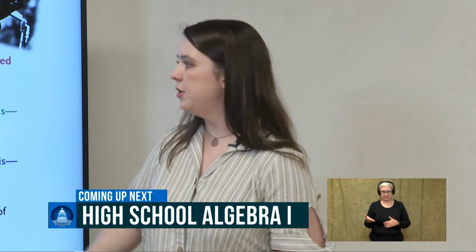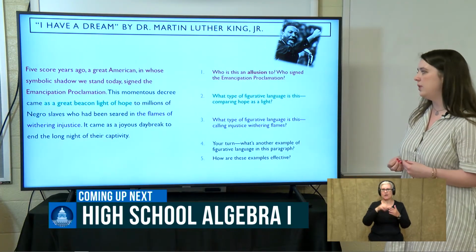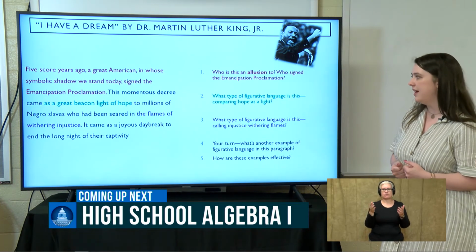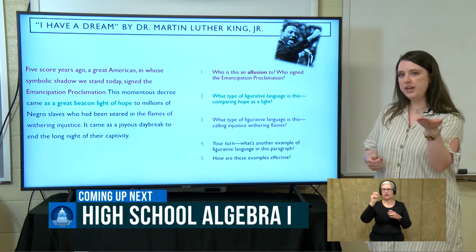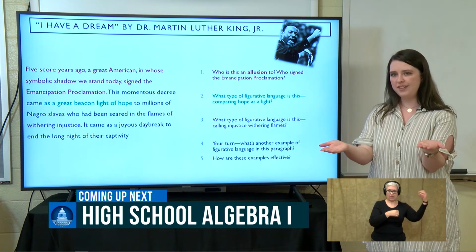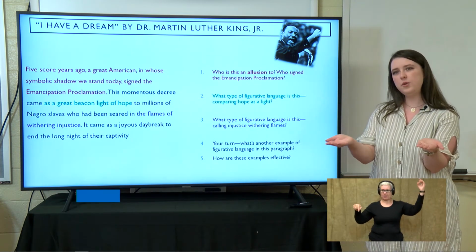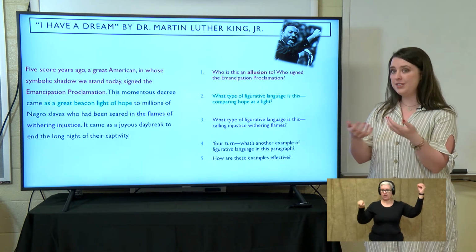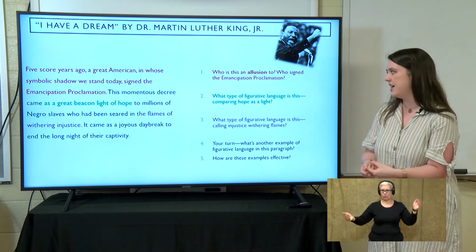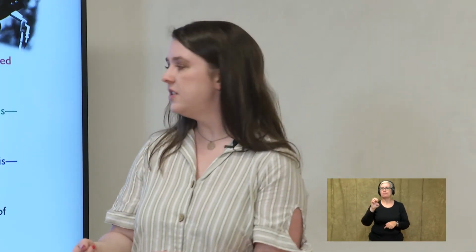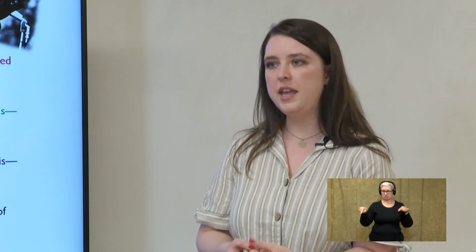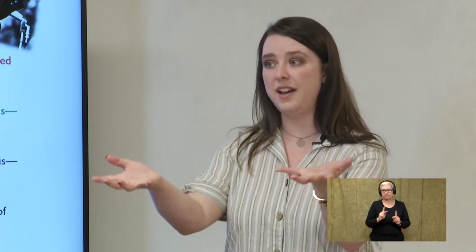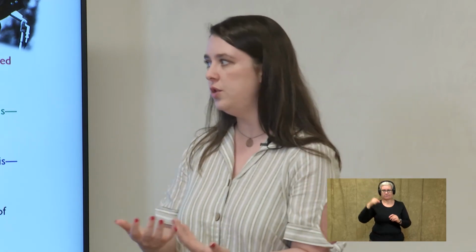Okay, look at the next thing that he does. I want you to look at number 2, this question: what type of figurative language is it when he says, this momentous decree came as a great beacon light of hope? He's comparing a beacon light to hope. Kind of almost see a lighthouse, right? What is it that we do when we make a comparison between two things without actually using like or as? We call that a metaphor, right? So he uses this metaphor here. And remember, he's inspiring people. So he wants to use that beautiful image of light, drawing people to him, to get that hope.